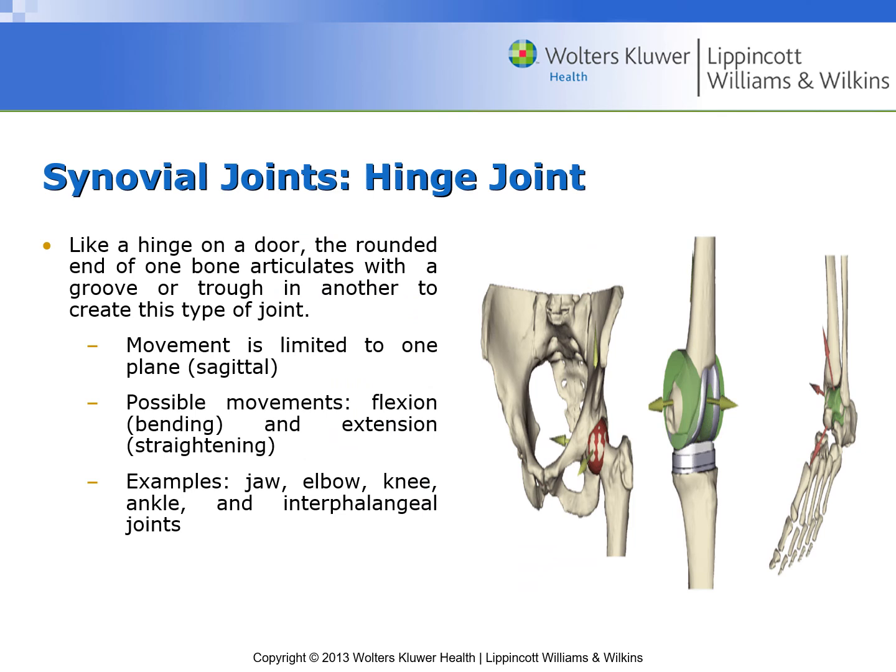The hinge joint is one example of the six synovial joints. Like a hinge on a door, the rounded end of one bone articulates with a groove or trough in another to create this type of joint. Movement is limited to one plane, which is the sagittal plane, and the possible movements are flexion, which is bending, and extension, which is straightening. Examples of hinge joints are the jaw, the elbow, the knee, the ankle, and the interphalangeal joints.